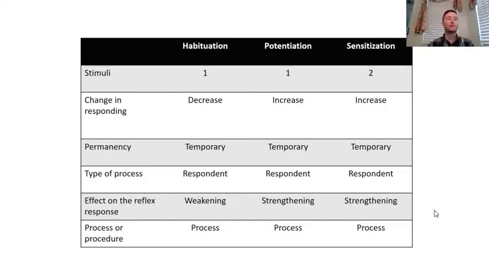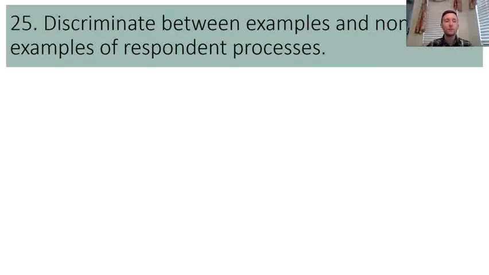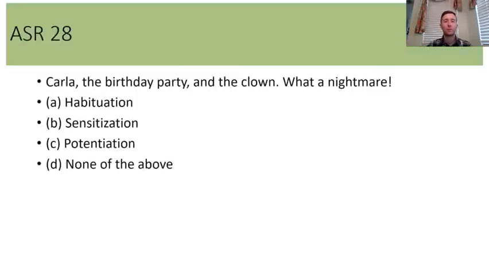Okay, so here's a table that summarizes the critical information that I presented to you about these three basic respondent processes. This table will probably be helpful for studying, so I just provide this table for you, but we're not going to discuss it here. Okay, now it's ASR time. 25 is to discriminate between examples and non-examples of respondent processes.